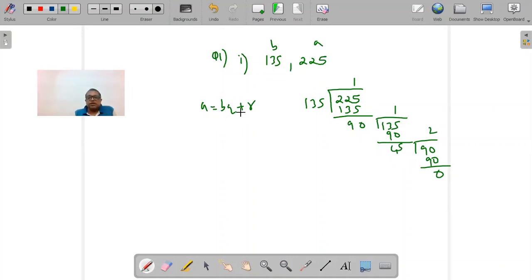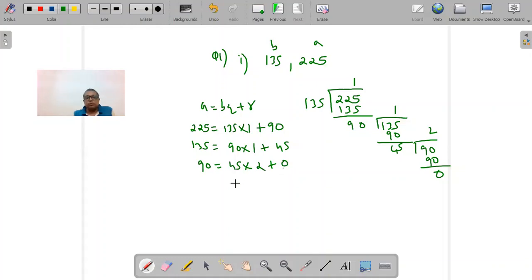So if I were to write it in this format, 225 is A, is 135 into quotient 1, remainder 90. Step number 1. Step number 2, 135 is A, divisor is 90, quotient is 1, remainder is 45. So 135 is 90 into 1 plus 45. Next step, last step, 90 dividend is equal to divisor 45, quotient is 2, remainder 0. Remainder 0, stop. So HCF is the last divisor. So we get HCF as 45. So this is how we do these type of questions.